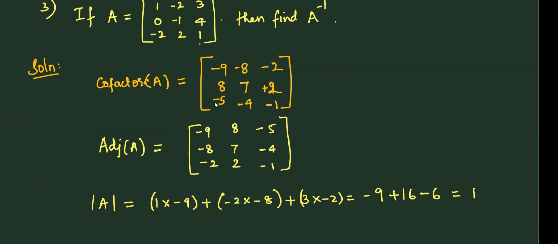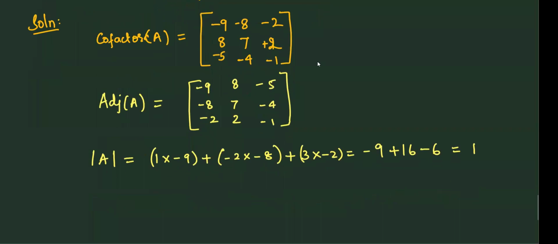Third row multiplied by its own cofactors. Minus 2 minus 5, 10. Plus 2 into minus 4, that is minus 8. 1 into minus 1, minus 1. So I have 10 minus 8 minus 1. So again 1.